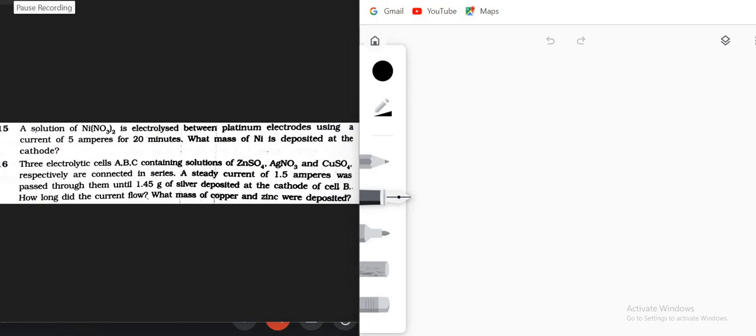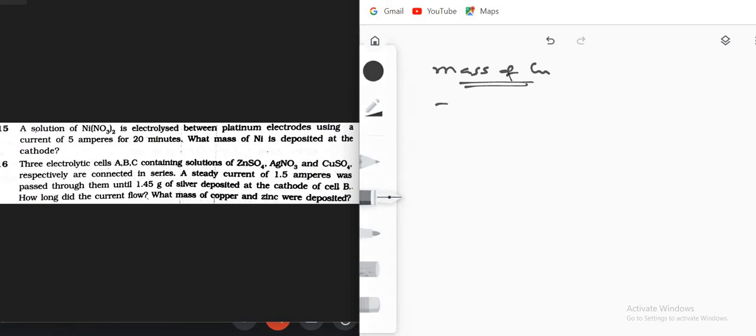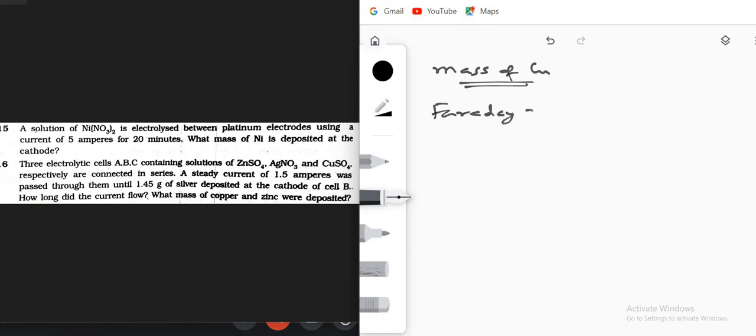Right, according to Faraday's second law. So what mass of copper is deposited? How to find that? You know very well, according to Faraday's second law, mass of silver deposited divided by equivalent mass of silver, mass of copper deposited divided by equivalent mass of copper, this ratio is same. Irrespective of the species, mass by equivalent mass is same. This is what we call as Faraday's second law.